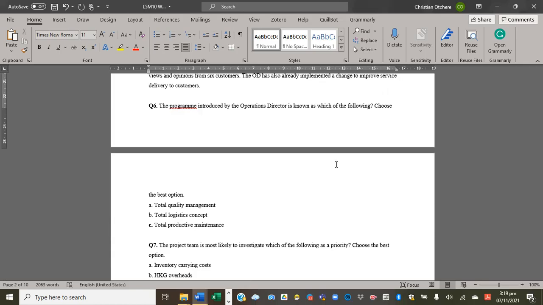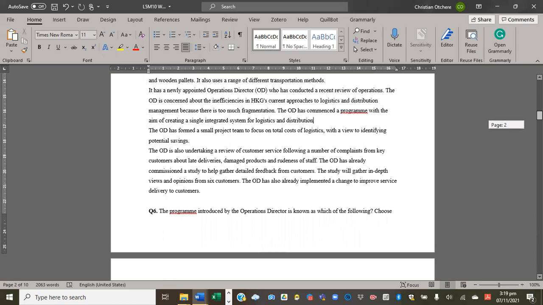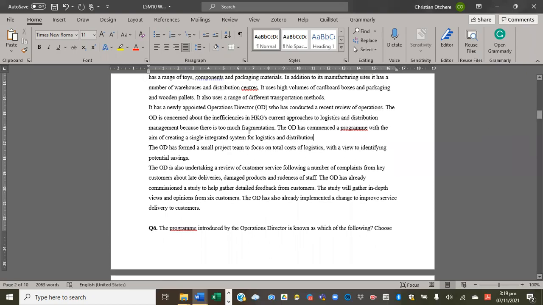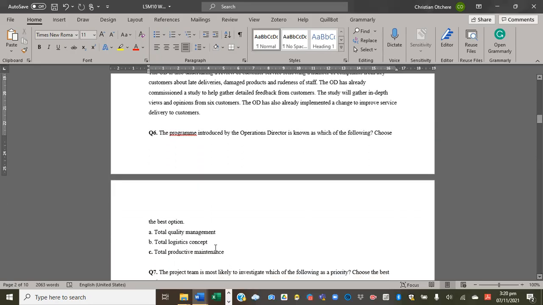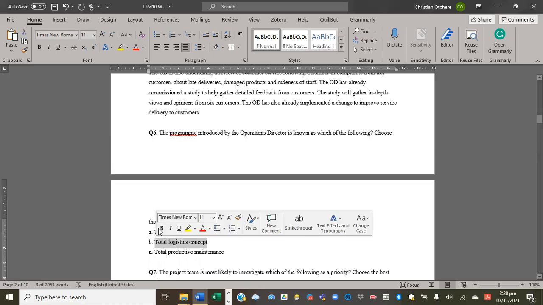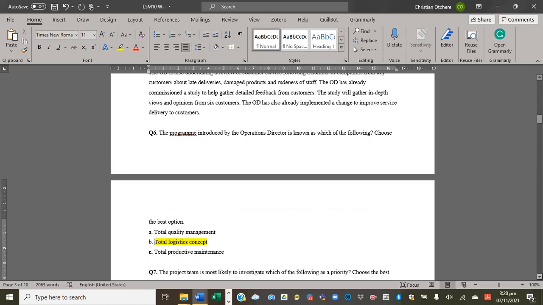B, total logistics concept. So it's all about integrating all the parts. So the fragmentation tells us what really is happening in the organization. So that is B, total logistics concept. The rest don't even make sense.